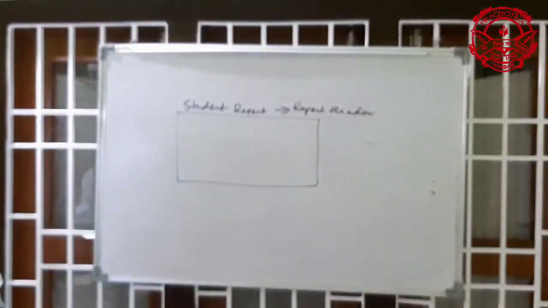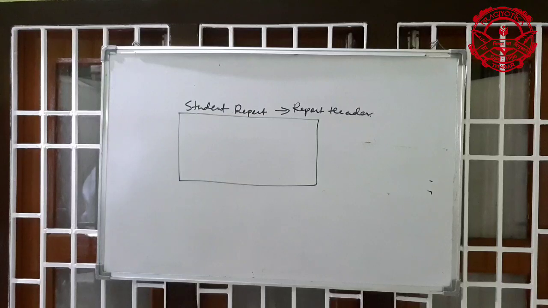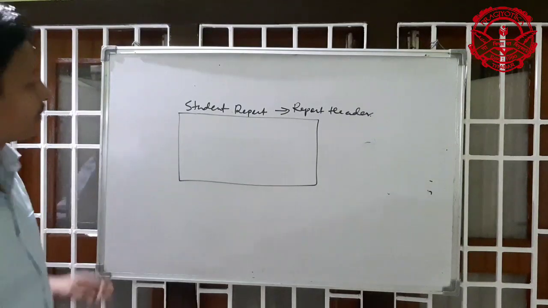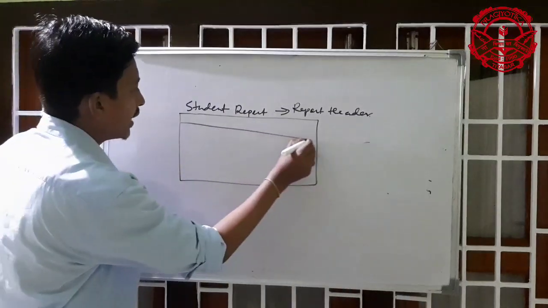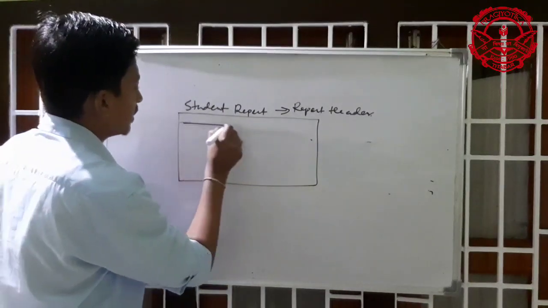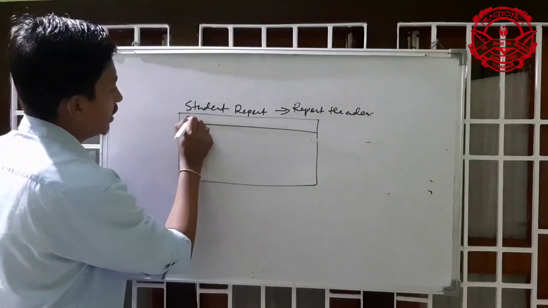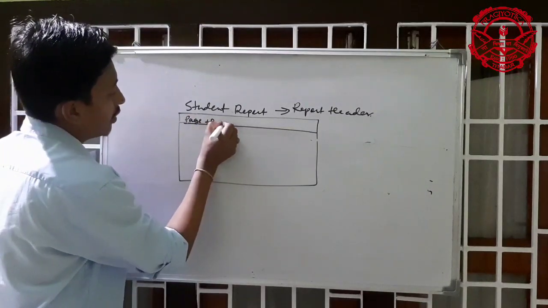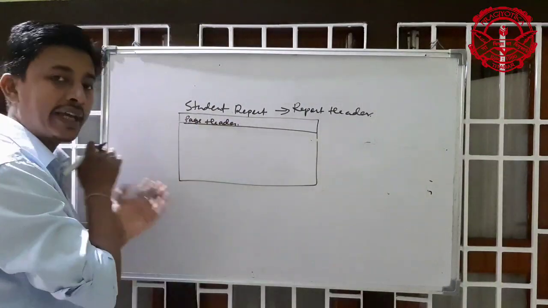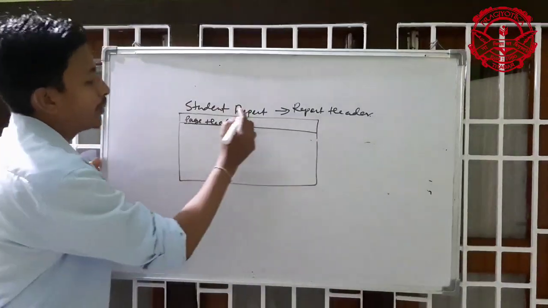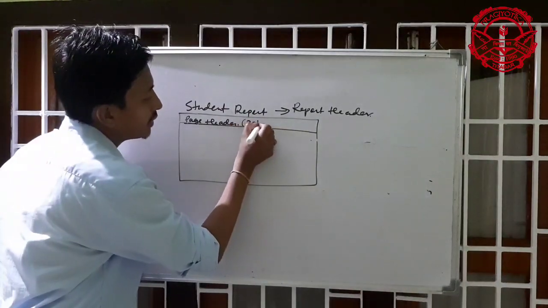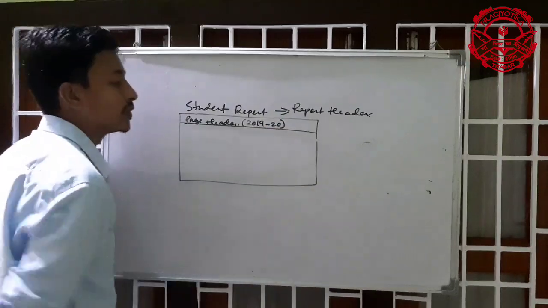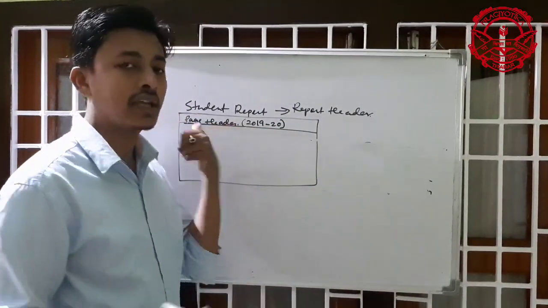Next is page header. This section appears at the beginning of each page and contains the headings of the fields. In this page there is a page header. You can write anything, say student report, session 2019-20. So this is called a page header.